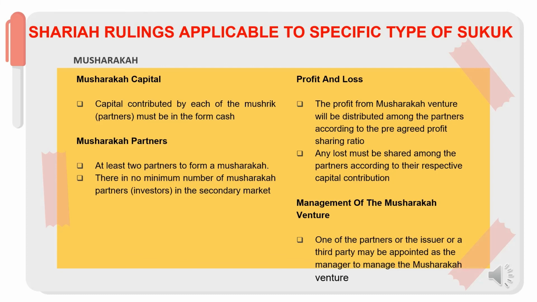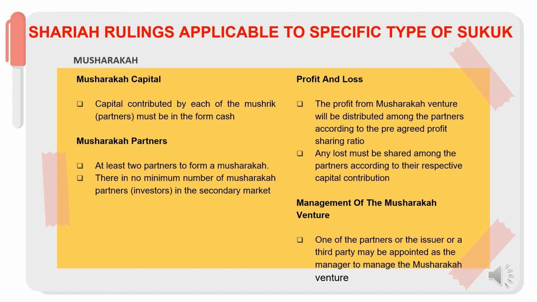Okay, for the musyarakah partners, there must be at least two partners to form a musyarakah, and there is no minimum number of musyarakah partners, which is the investor in the secondary market. Okay, for the profit and loss, the profit from the musyarakah venture will be distributed among the partners according to the pre-agreed profit sharing ratio, and any loss must be shared among the partners according to their respective capital contributions.